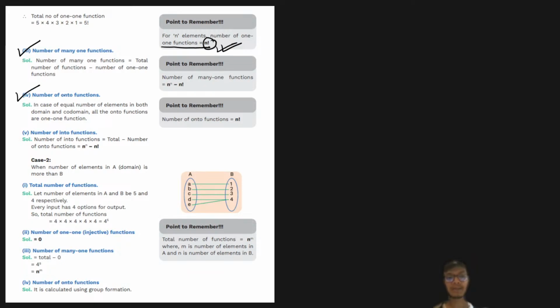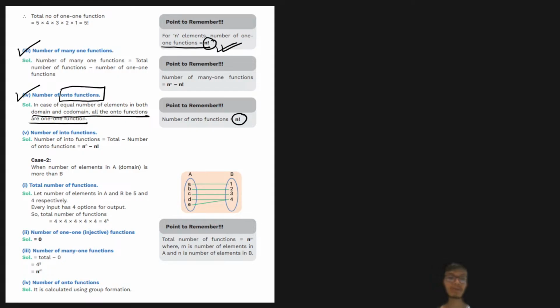Now, another interesting case is when you need to count the number of onto functions. The interesting thing here is that when the domain and the codomain have an equal number of elements, the onto functions are the same as the 1-1 functions. So the number of 1-1 functions is the same as the number of onto functions. Therefore, here also the number of onto functions is going to be n factorial.